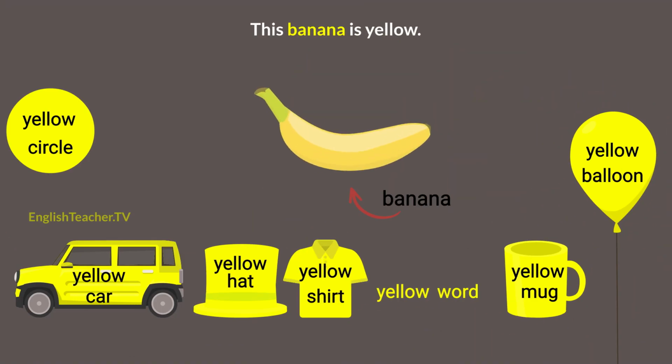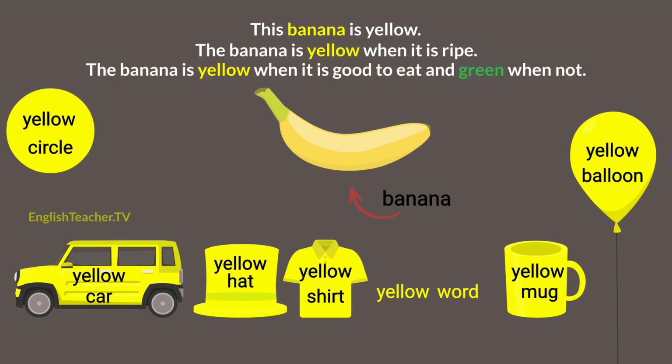Yellow. This banana is yellow. The banana is yellow when it is ripe. The banana is yellow when it is good to eat and green when not.